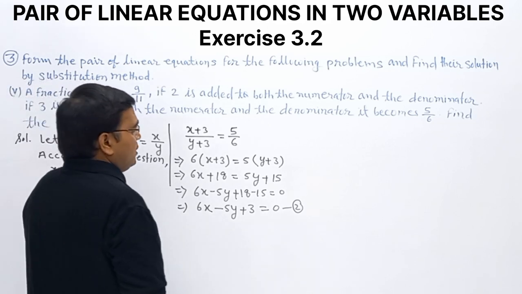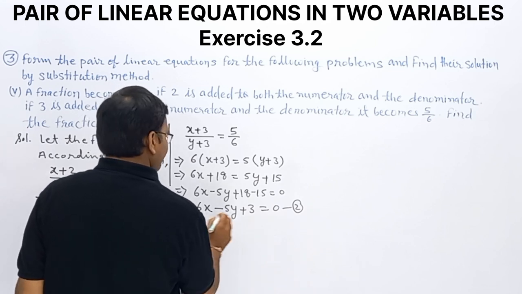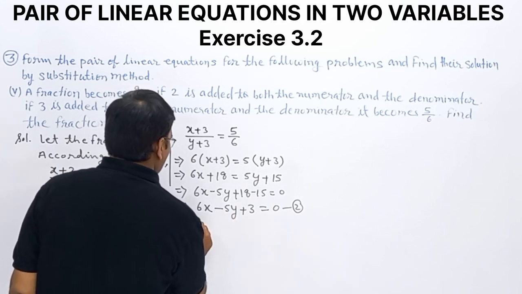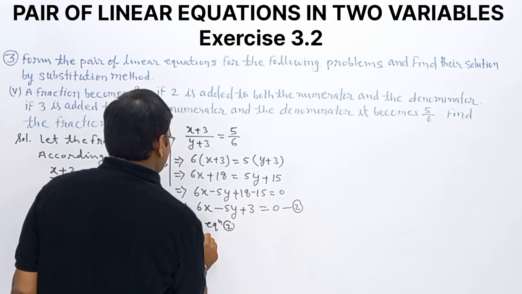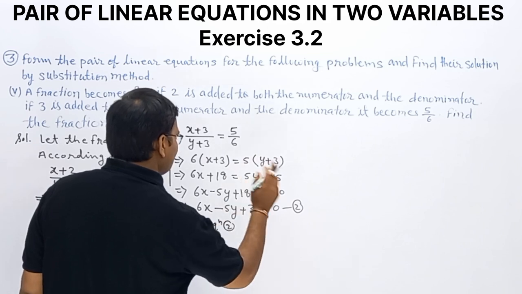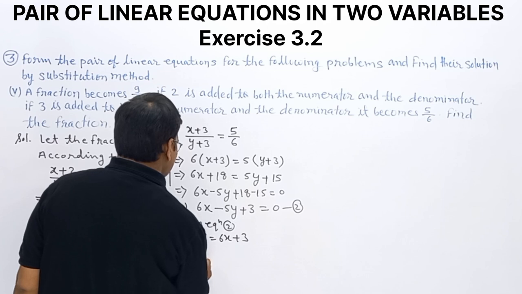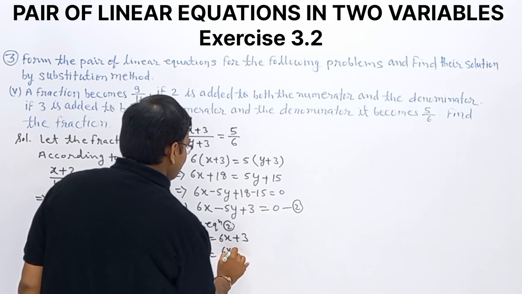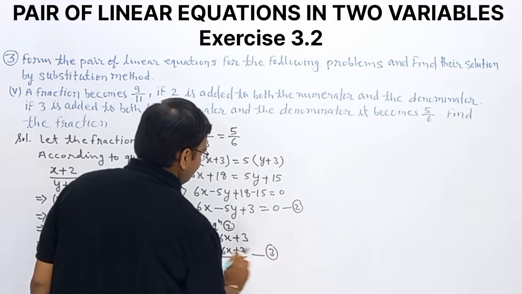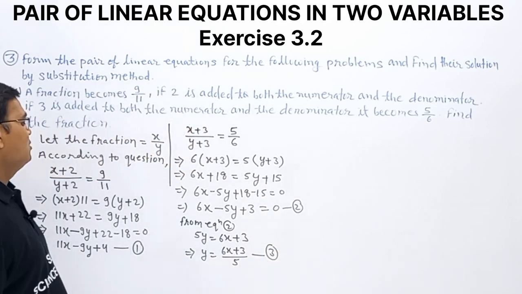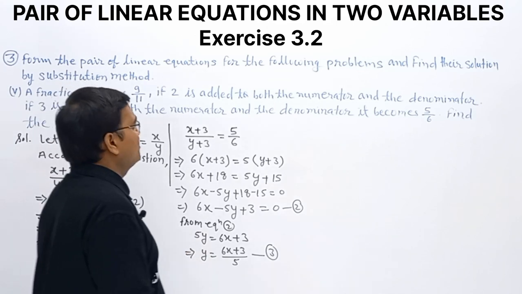So from equation 2, 5y can be written as, transposing this towards the right, we are getting 6x plus 3. Finally y equals (6x plus 3) divided by 5, and this is equation number 3. Clear? Now put y from equation 3 into equation 1.